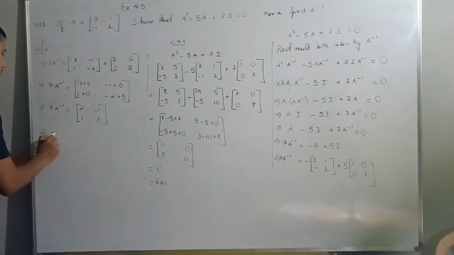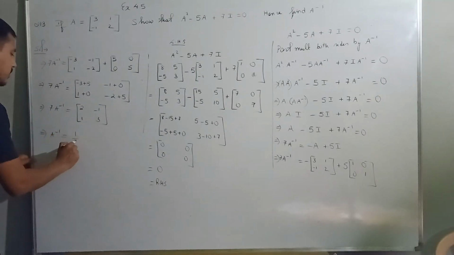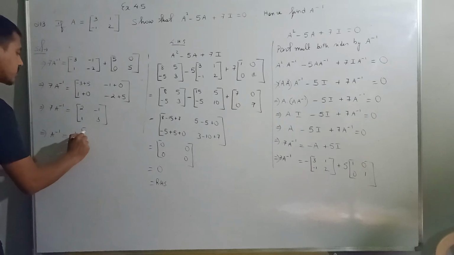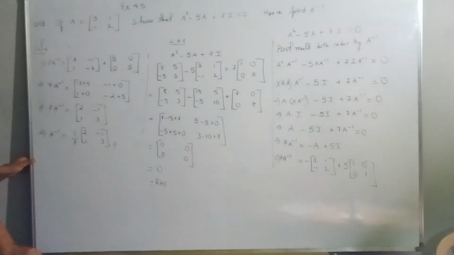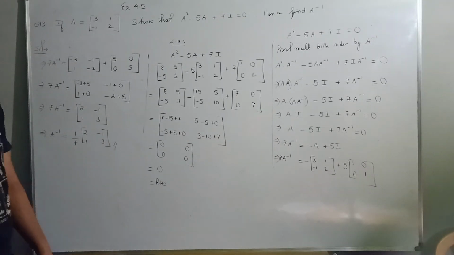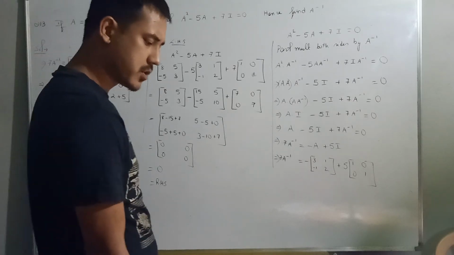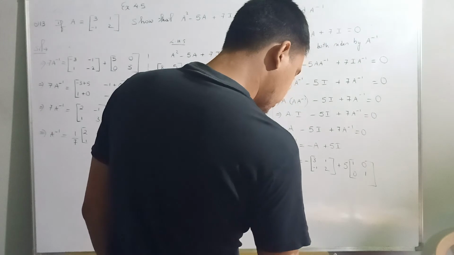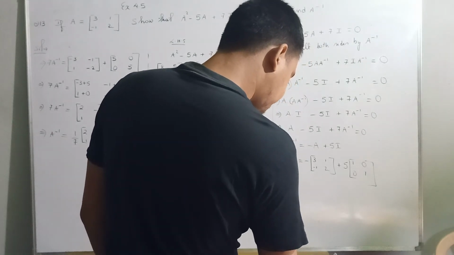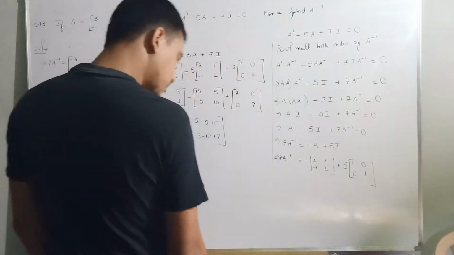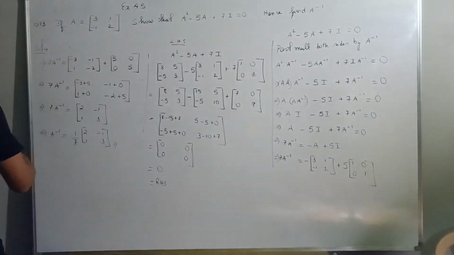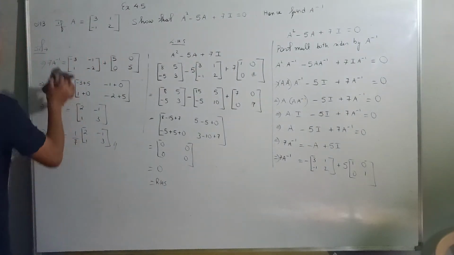So this implies your A inverse will be 1 by 7 times your matrix 2, minus 1, 1, 3. So this is your A inverse. Is it okay? So similarly, the rest of the questions are similar to this, except that in some questions you have a 3 cross 3 matrix, okay? Let me do the next one also. Question number 14. Is it clear to you? Okay.